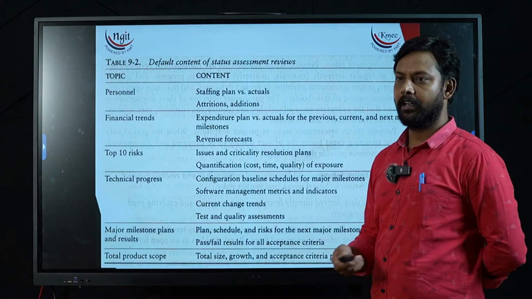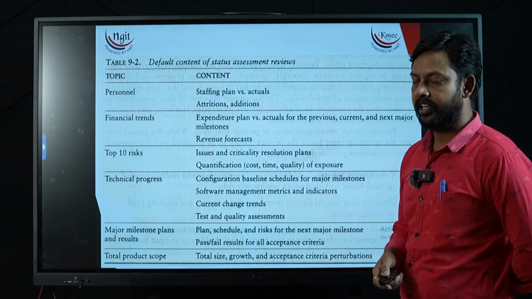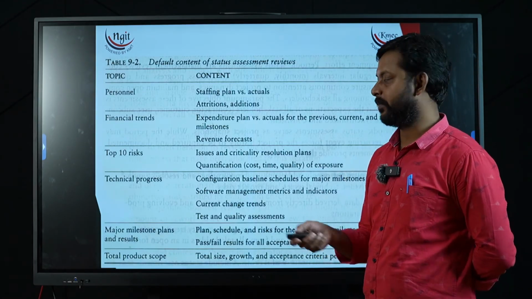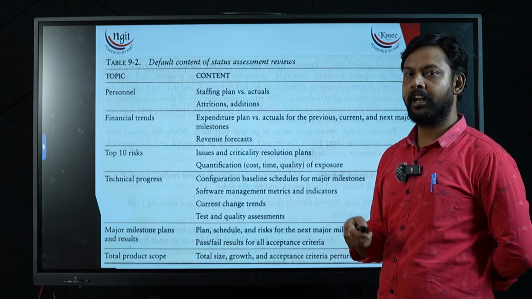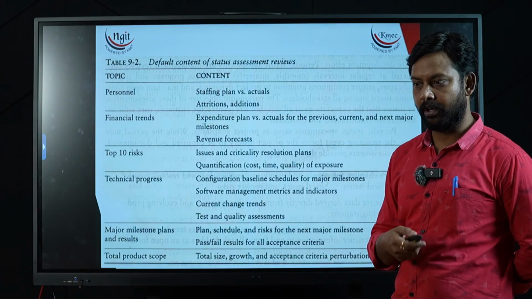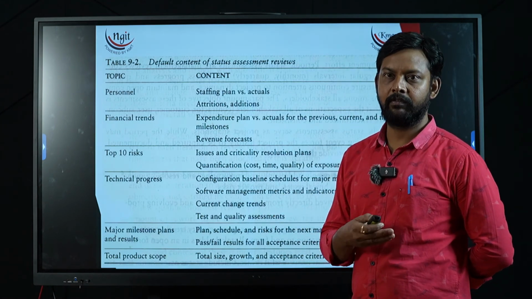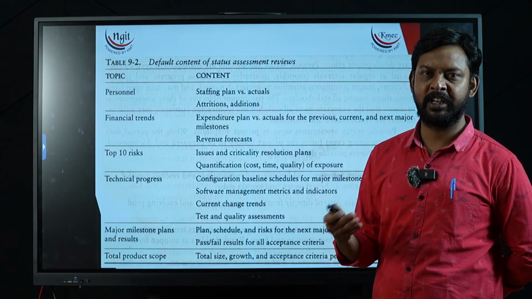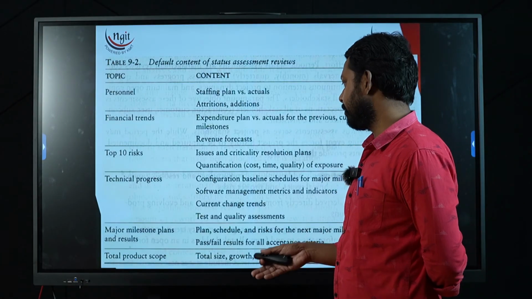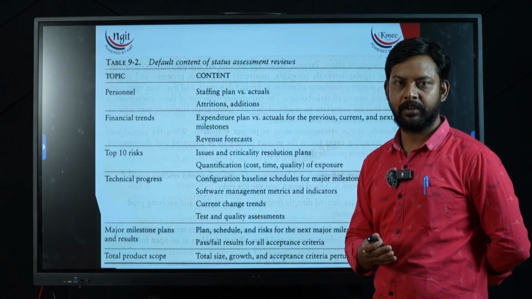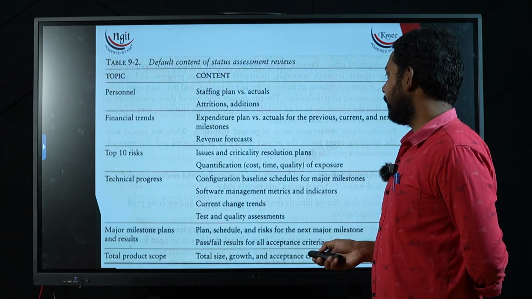First is personnel: any personnel related to your project development will take this assessment. Financial trends relate to the cost associated with each and every assessment. What are the risks involved in your project development and how they can be overcome. What is the progress of your project at each and every stage, and whether your major milestones were met. What are the plans provided by your major milestones, and what are the results obtained after successfully completing your major milestones. Then what could be the complete scope of your project. All these will be taken as the default assessment review for each and every period.